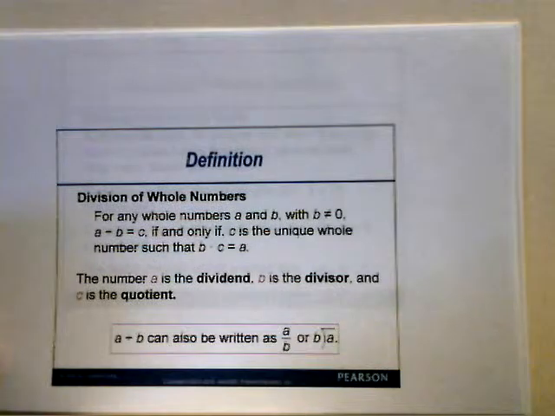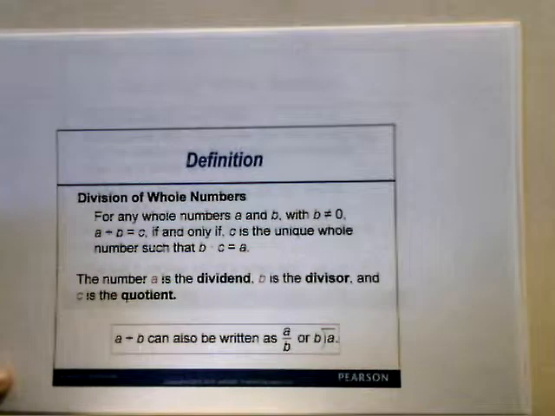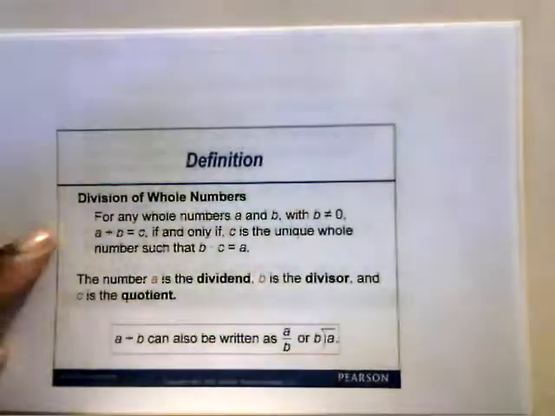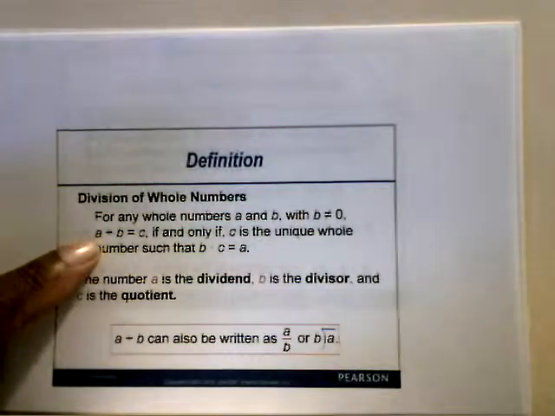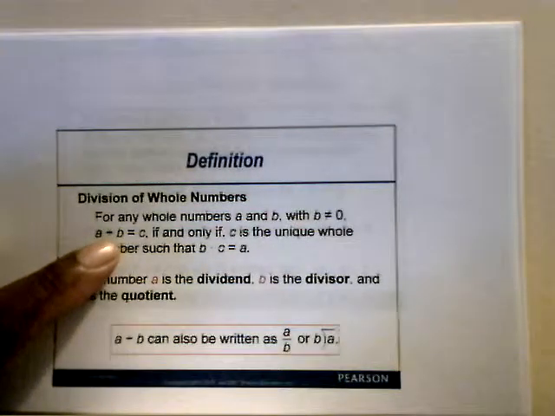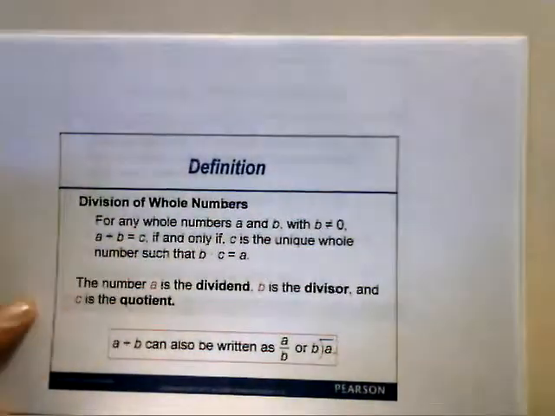Okay, definition here: for any whole numbers A and B where B is not equal to 0, A divided by B is going to be equal to C if and only if C is a unique whole number such that B times C is equal to A. Now the number, which is your A, that's your dividend. The B, that's the number after the division sign, is your divisor, and C is called the quotient.